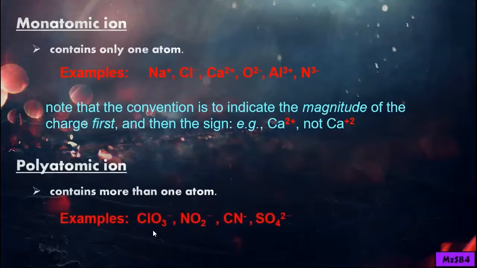So here are some examples. ClO3, so that is chlorate. This is nitrite, cyanide, and sulfate. Since it's a negative charge, mostly the given is a negative charge, they are the receivers of electrons once these anions are combined with cations.